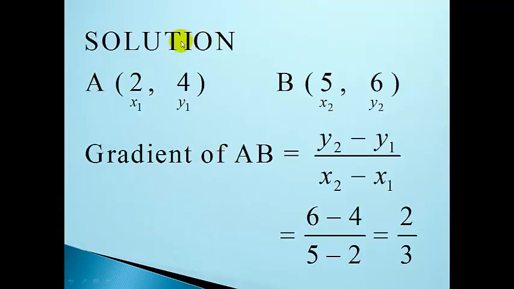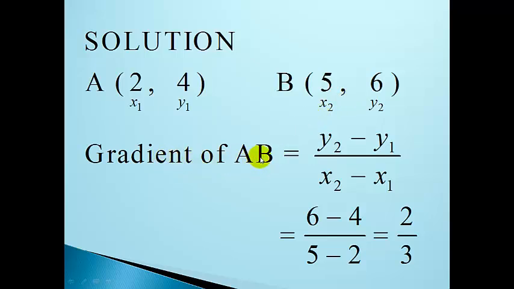Now solution. From the question, we are given the 2 points A(2, 4) and B(5, 6). So with the point A, we have 2, 4: x1 is 2 and y1 is 4. With the point B(5, 6), our x2 is 5 and our y2 is 6.